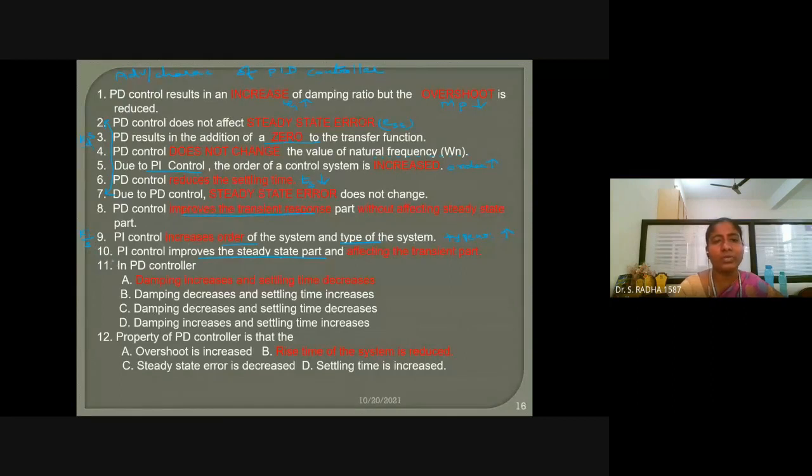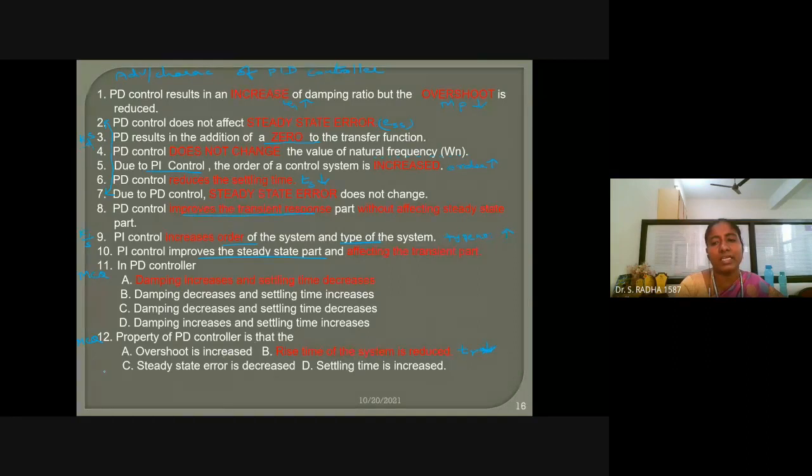Now I'm going to the 10th point. It is the PI controller. It improves steady state response. And this is an MCQ. You can see the 11th point. This is an MCQ. What is the advantage of PD controller? Damping ratio increases and settling time decreases. The 12th point is also an MCQ. What is the property of PD controller? It reduces the rise time. Rise time TR decreases in the case of PD controller.